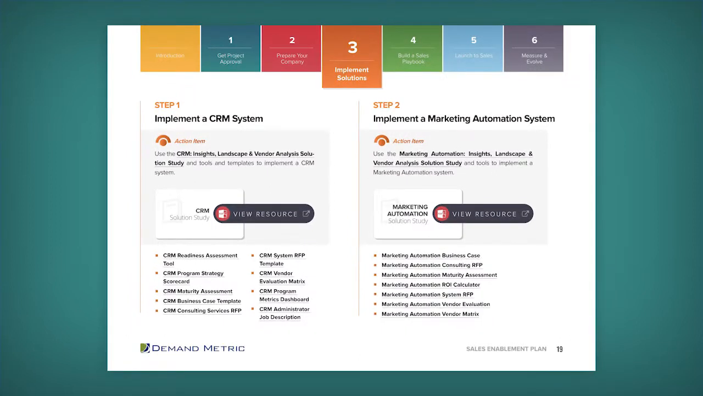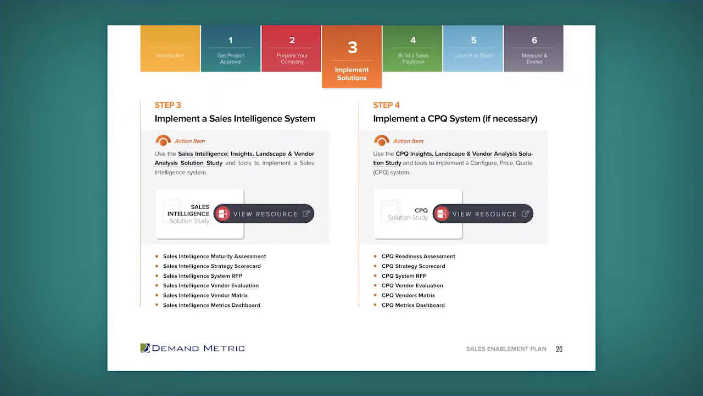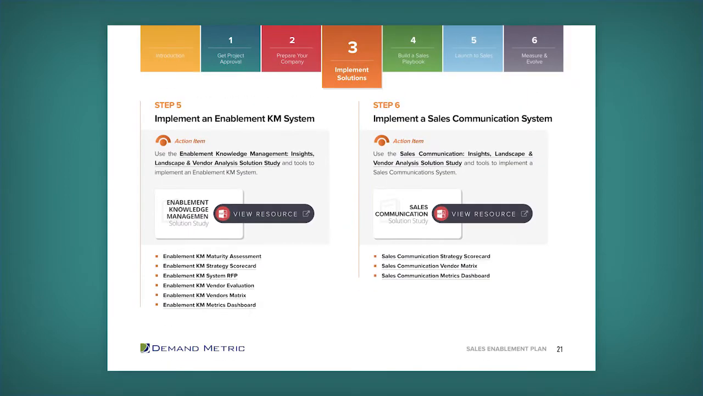In stage 3, you're going to implement solutions. Here you start by implementing a CRM system, followed by a marketing automation system, and then a sales intelligence system, CPQ system if necessary, an enablement KM system, and a sales communication system.